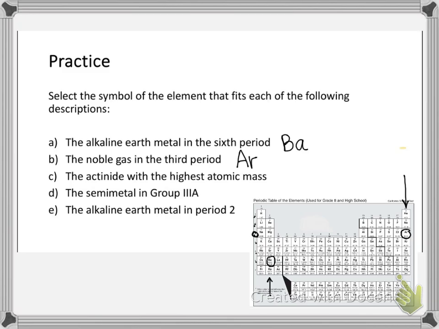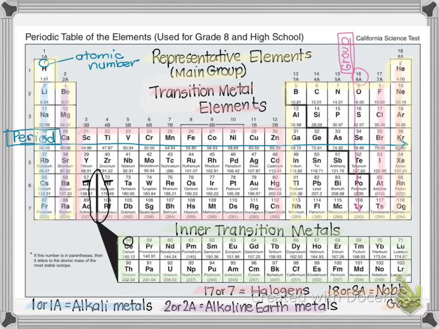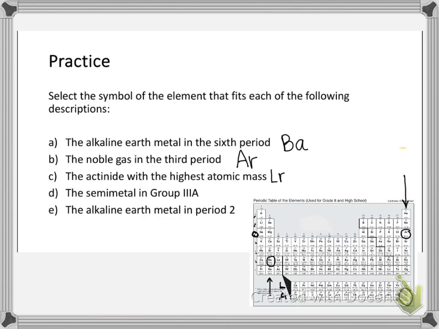The actinide with the highest atomic mass. So the lanthanides are on this row, the actinides are on this row, and as we go across, it's going to be this last one, which I think is Lr. I'm going to look back at the other periodic table if you don't mind. Yes, Lr. I even have my reading glasses on, and that is so tiny, I was questioning myself.